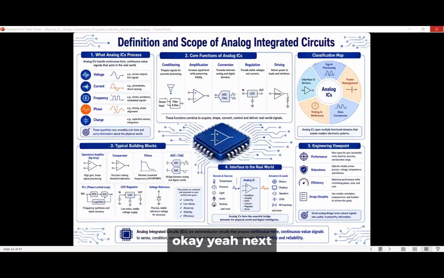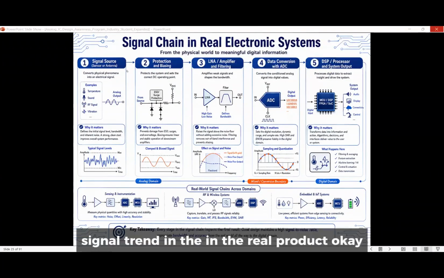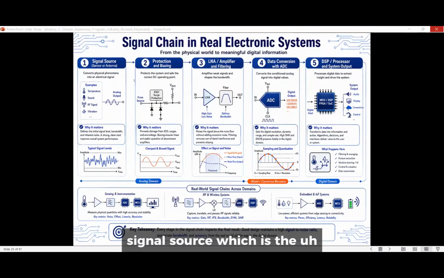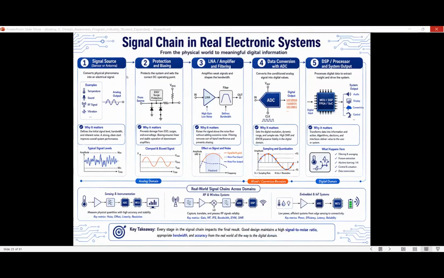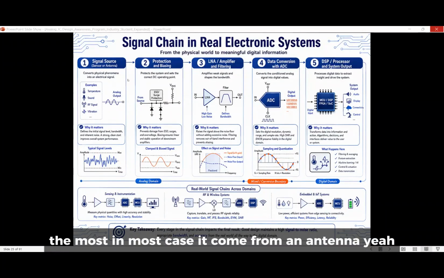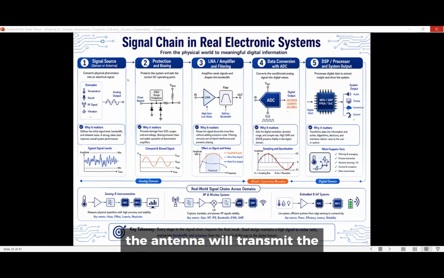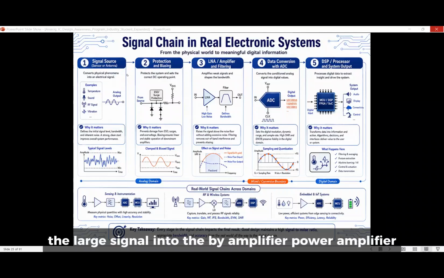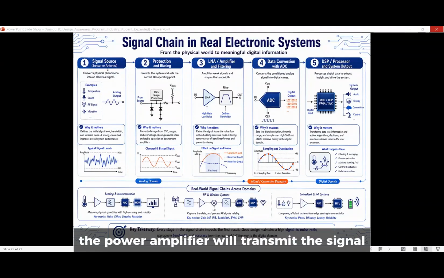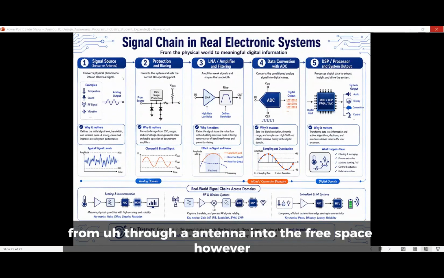Okay. Next. Signal trend in the real product. The signal source, which is the input, in most cases comes from an antenna. The antenna will transmit the large signal into the power amplifier. The power amplifier will transmit the signal through an antenna into the free space.